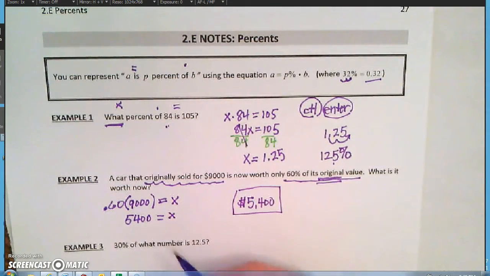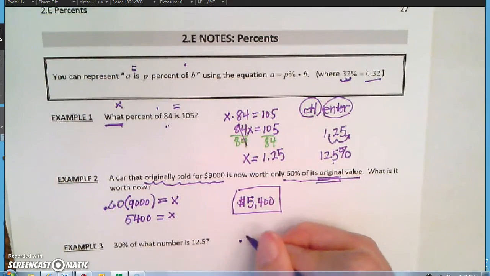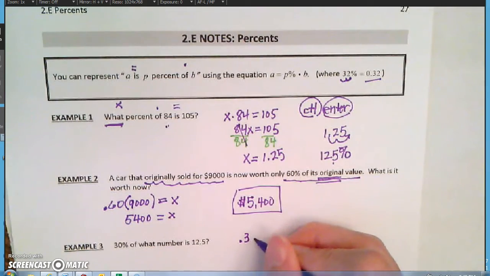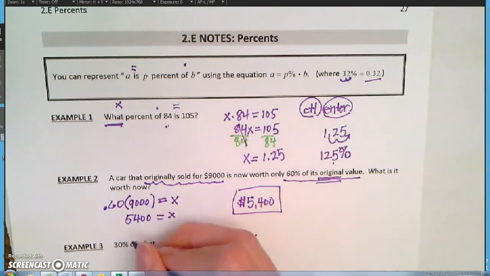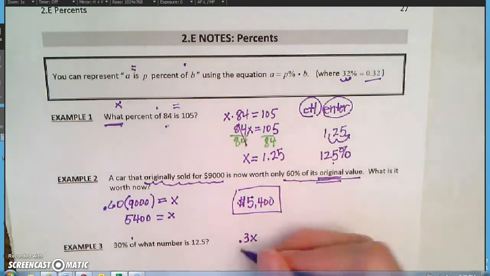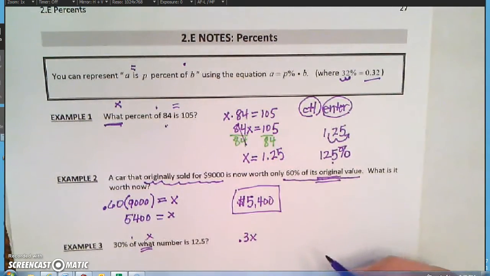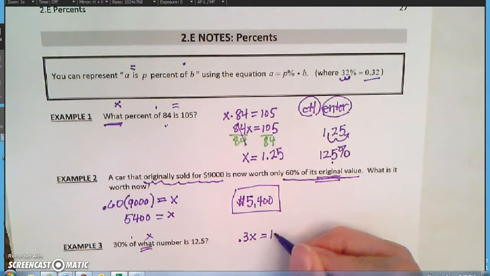Example 3: 30% of what number is 12.5? So 30%, we'll write as 0.3 or 0.30. "Of" means multiplication. So we'll use our x. There's our "of." "What number" is going to be the x. So that'll be our x. "Is" 12.5.